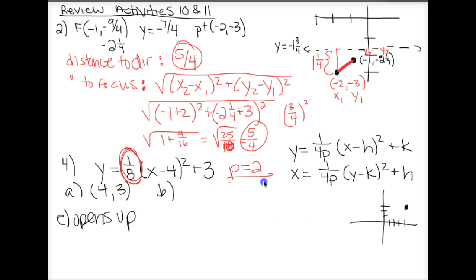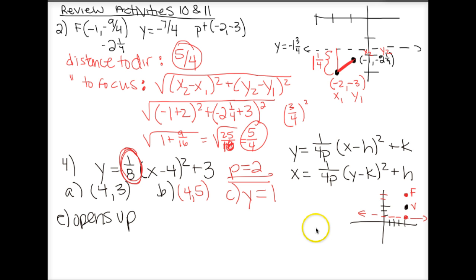So now that I know P is 2, I can go up 2 units to find my focus. Here was my vertex. I can go down 2 units, and that's where my directrix should be, which allows me to answer the next 2 questions. B, the focus, where is it? Well, it's right 4, and it's up 5, so (4, 5) are its coordinates. Where did I draw my directrix? Well, it's a horizontal line, so that means it's y equals, and what does y equal there? y equals 1. So that's my directrix equation.